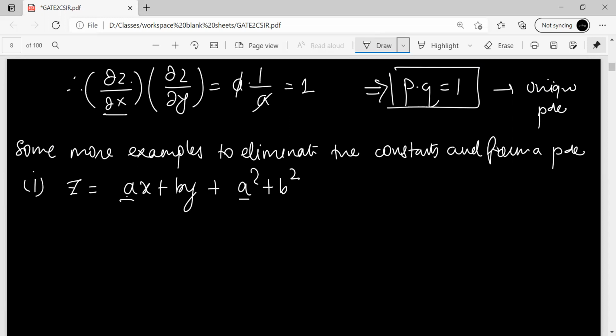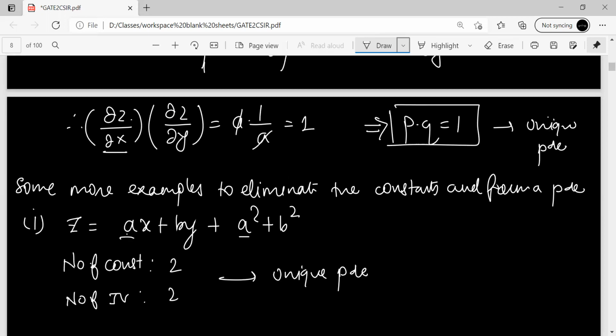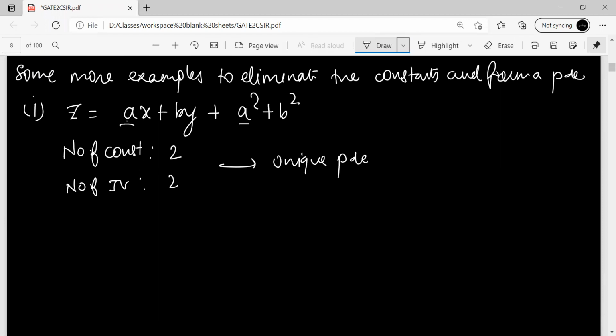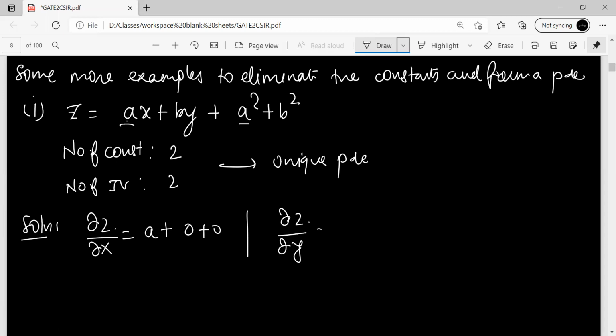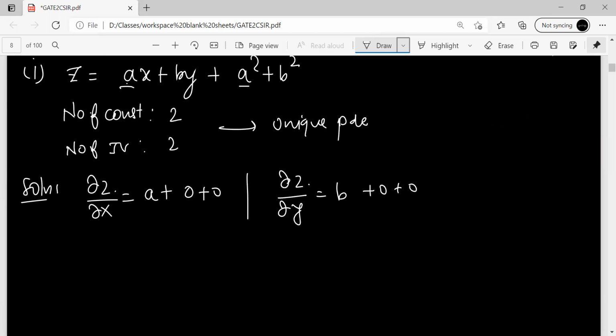Okay, so number of constants, make a practice of writing this. It will be 2. Number of independent variables are again 2, so I should expect a unique PD. Okay, unique PD. So let's begin. I'll first differentiate with respect to x. So I'll be getting simply a, plus this will be 0, and the rest of them will be 0. So I got this thing. Now differentiate with respect to y. So you get this will be 0 and then b plus 0 plus 0. Okay. So I got a and b.